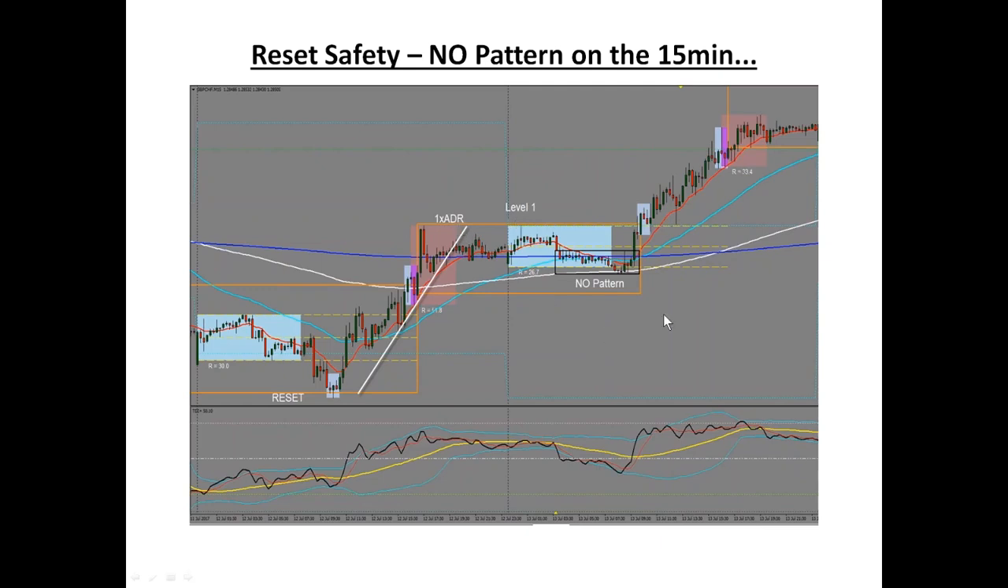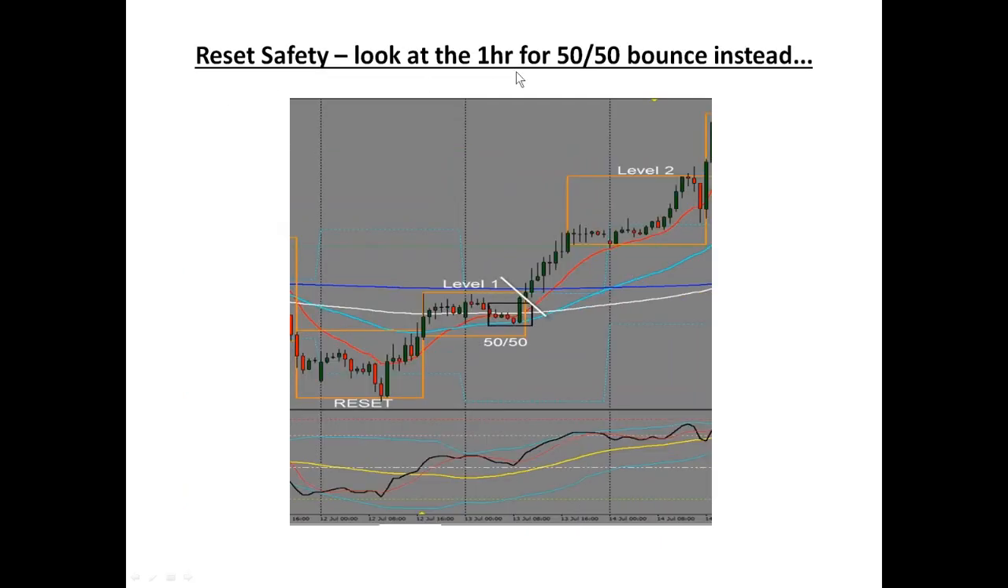This area allows you to look at the 1-hour chart for a 50-50 bounce sometimes. Sometimes the 15 minutes is not going to be clean. You have to shift one time frame higher to see if there is a pattern or a setup on the 1-hour chart. So here's the same example. Here's my reset, 1350 cross, level 1. Notice the 50-50 bounce long.